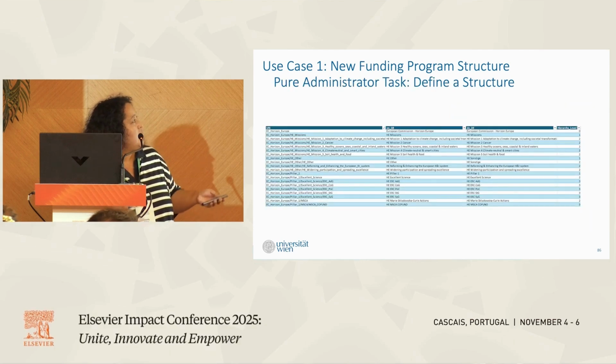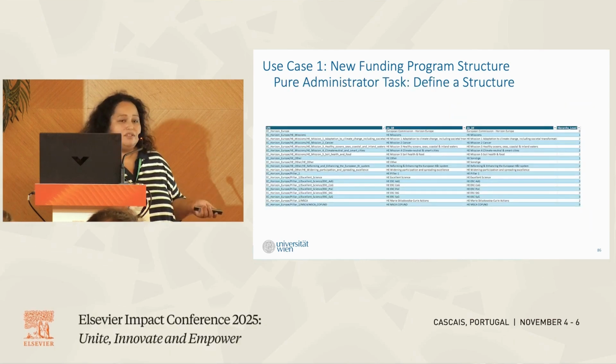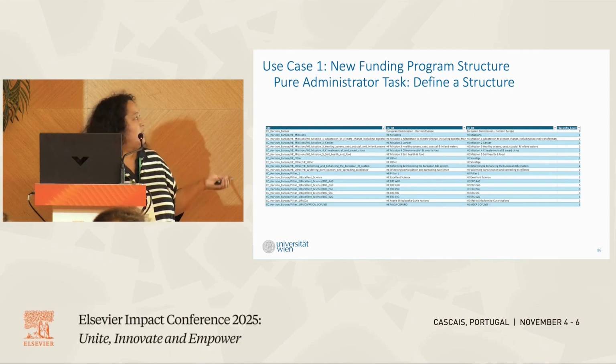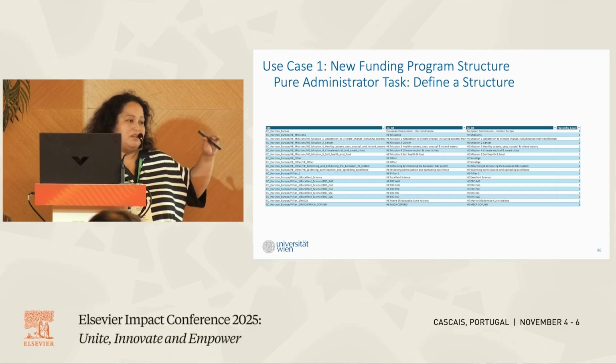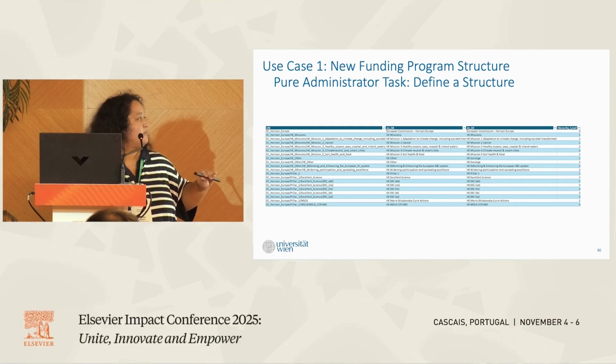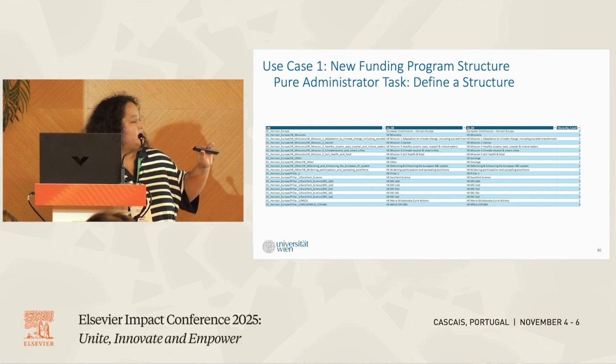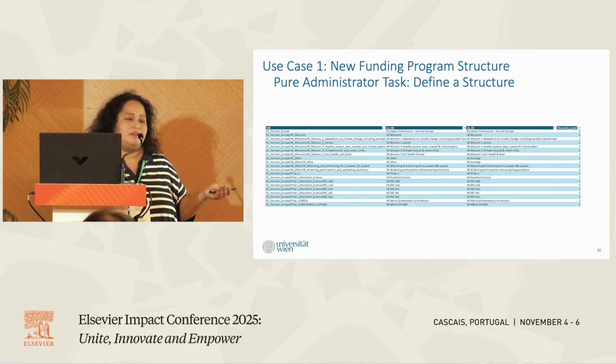And we had to define a structure beforehand, so we did it with Excel. We defined which funding programs we need. Then we decided which hierarchy they had to have. And as we use English and German as languages in the Pure system, we also had to define these two languages.